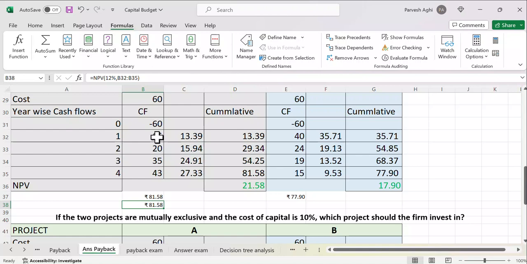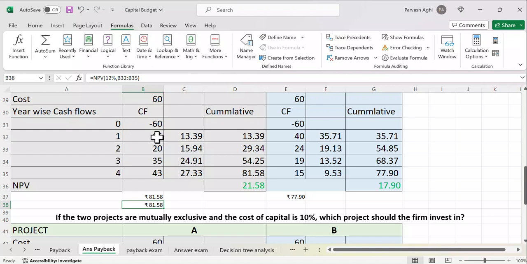Now look at the two. Look at both project A and B. Which is better? 21.58 और 7.99, कौन सी बेटर है? 21. Now A is better. But in a payback period method, what we are getting? Which was better? You are getting B was better. But when we look at the second method, which is the net present value, we found that A was better.